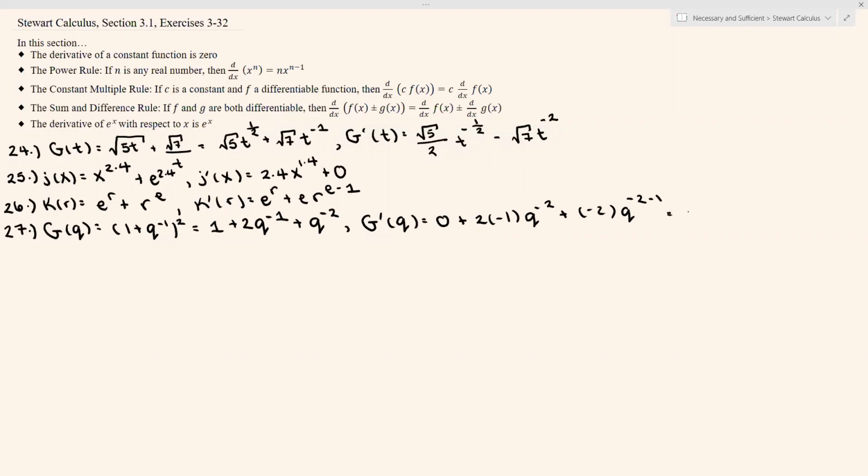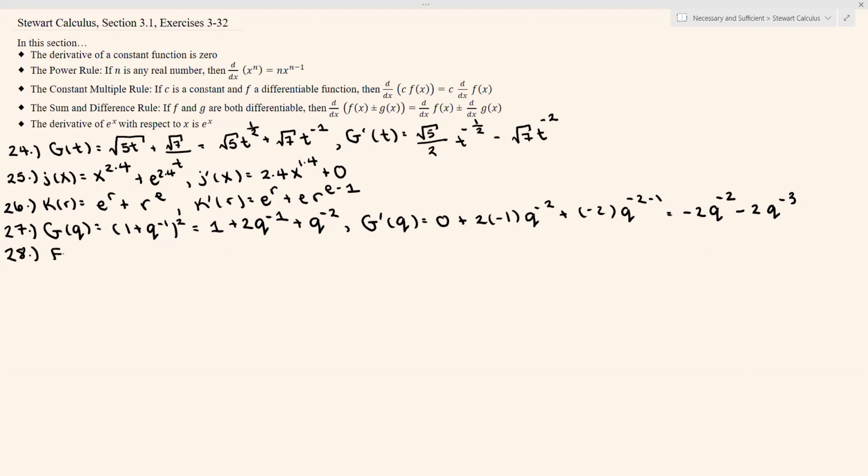So if we put this together, we have -2q to the -2 minus 2q to the -3. And of course, we could simplify this a bit more if we wanted by factoring out a 2 and doing some manipulations with the q's, but we can leave it like this, that's fine. 28.